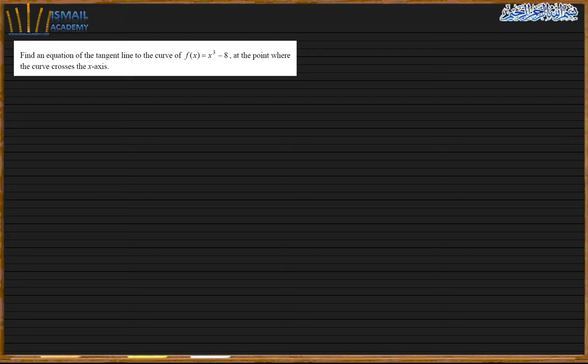For the next question, find an equation of the tangent line of the curve f of x equals x cubed minus 8 at the point where the curve crosses the x-axis. When the curve crosses the x-axis, we know that f of that value is 0, so I need to find which value makes f of x cross the x-axis. I need to make f of x equal 0 to find the x-intercept. So I will have x cubed minus 8 equals 0, which means x cubed equals 8 and x equals 2. So f of 2 equals 0.